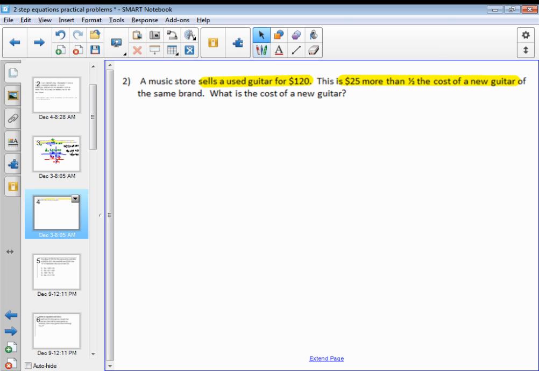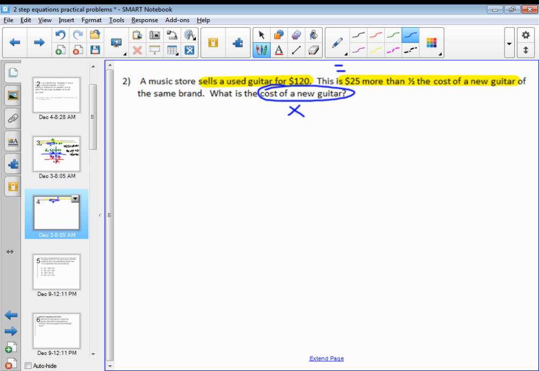Now, for my variable, we need to know what we are searching for. In this case, we are searching for the cost of a new guitar, so that is going to become my unknown, or my X. When we write our equations, I highlighted so many words to use the words we've talked about when translating. The word "is" means equal, so we're still going to put our equal sign there.